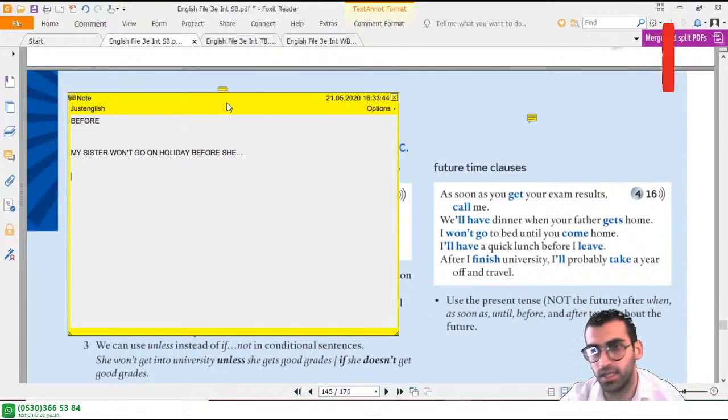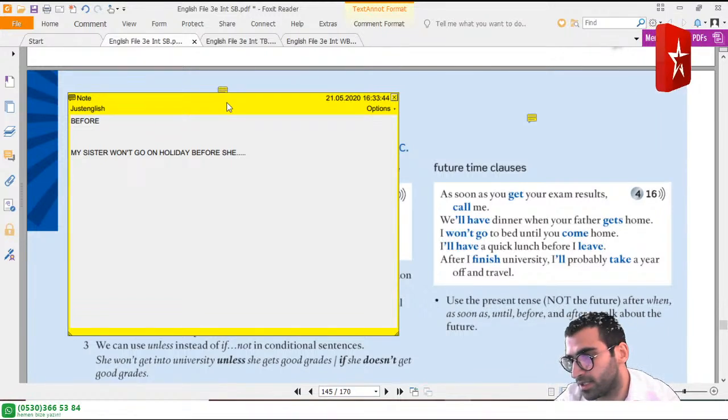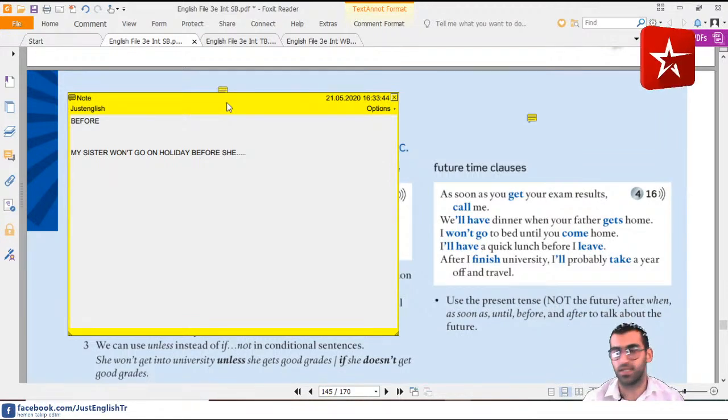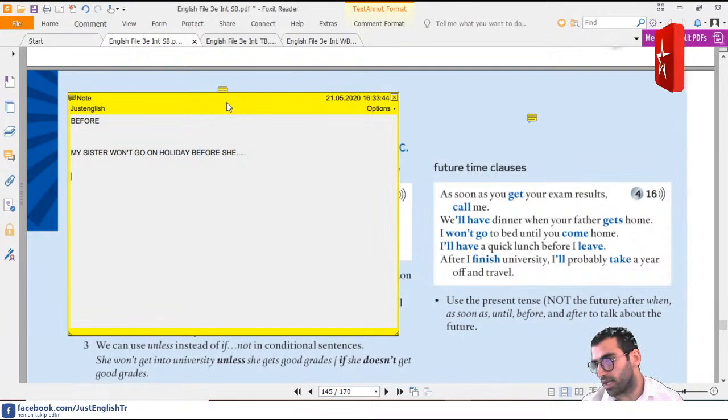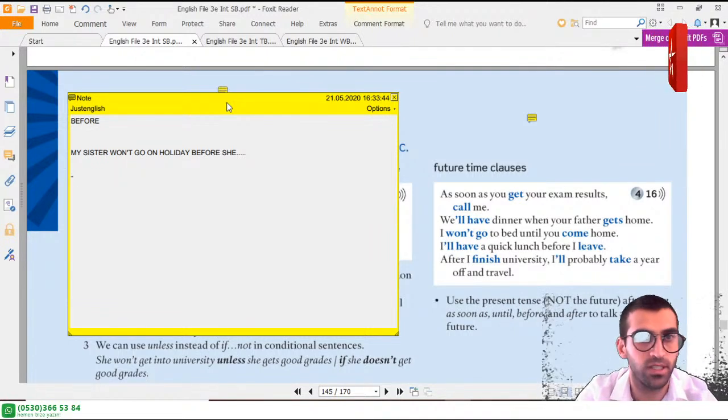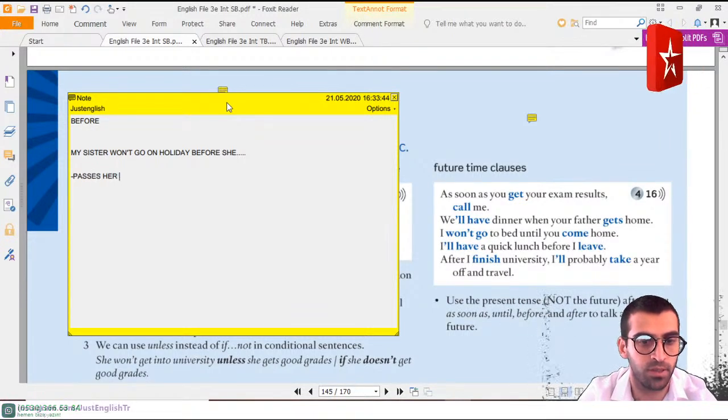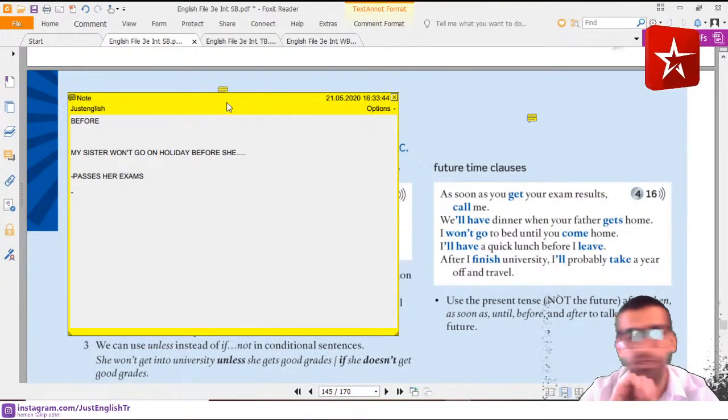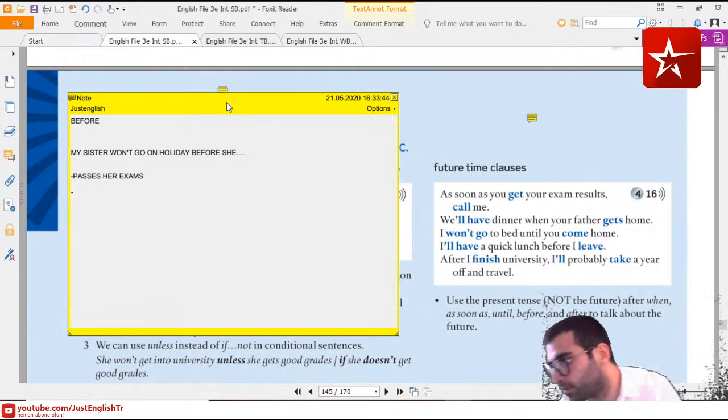Okay, let's check your answers for this sentence. My sister won't go on holiday before she what? They won't take a walk until the rain stops. Yes, that's good, Azime. Thank you for your good idea. And she finished the school. Yes. Before she passes her exams. Yes. Before she passes her exam. That is a fantastic answer to this sentence. Before she passes her exams.